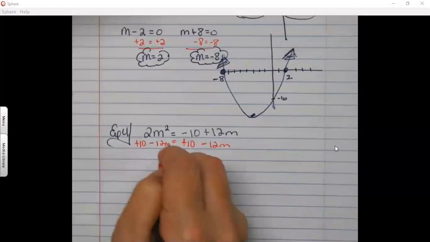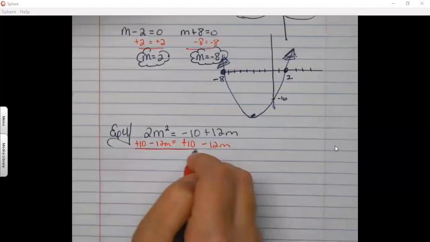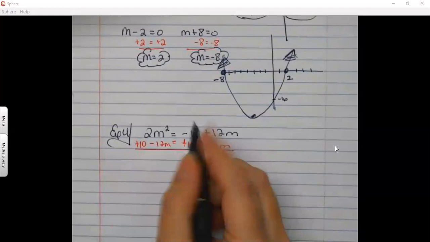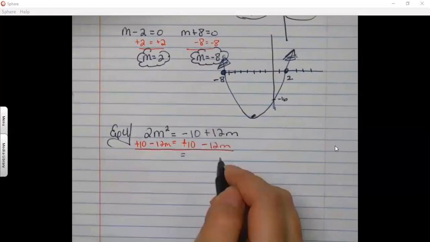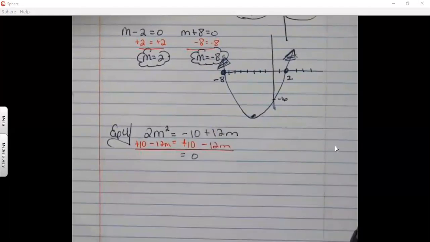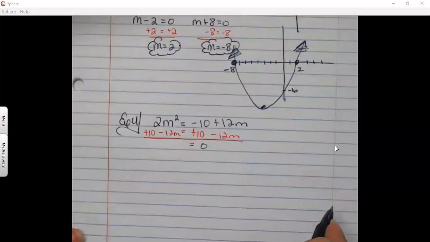So on the right side, -10 plus 10 is 0. 12m minus 12m, 0. All we have left on the right side is 0. On the left side, do I have any like terms? I have a 2m squared and a 10 and a -12m. Any like terms? No. So do I write 2m squared plus 10 minus 12m?